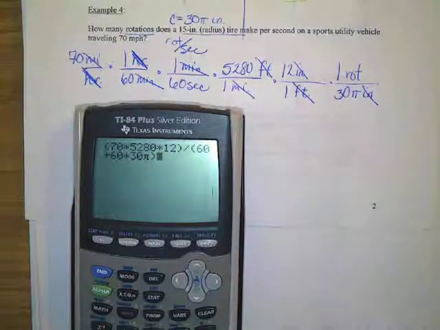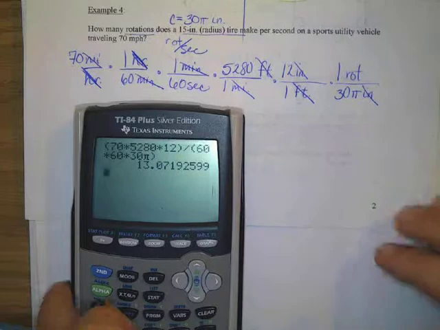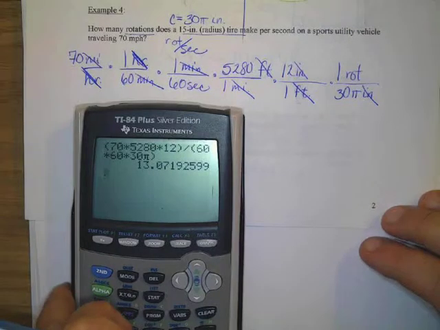The stuff on the top is in parentheses, the stuff on the bottom is in parentheses. 4.11. I got 13. It's 5,280, you forgot the 0. So you should get like 13.07 rotations a second.